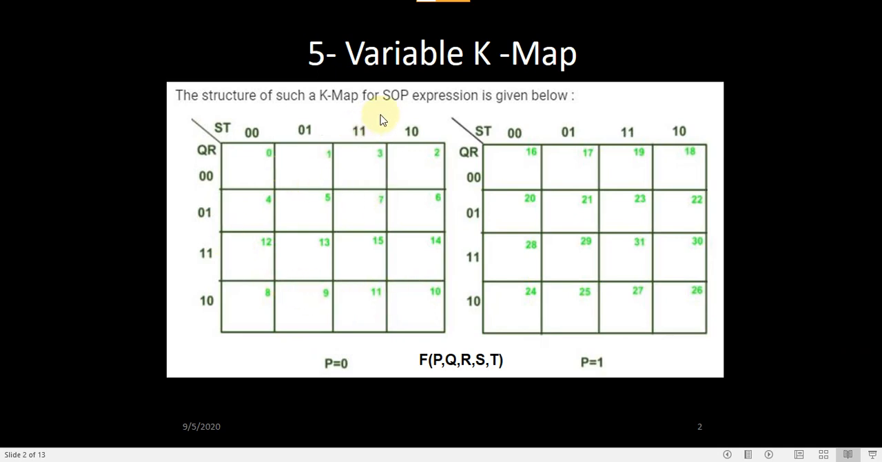So one option is here. Suppose we have a function f which is of p, q, r, s, t. These are the variables of the function. There are five variables, and four variables we have already done. So for five variables we can make two boxes, one with p equal to 0 and one with p equal to 1. This is the simple four variable K map like we did in the last class. Is it clear?